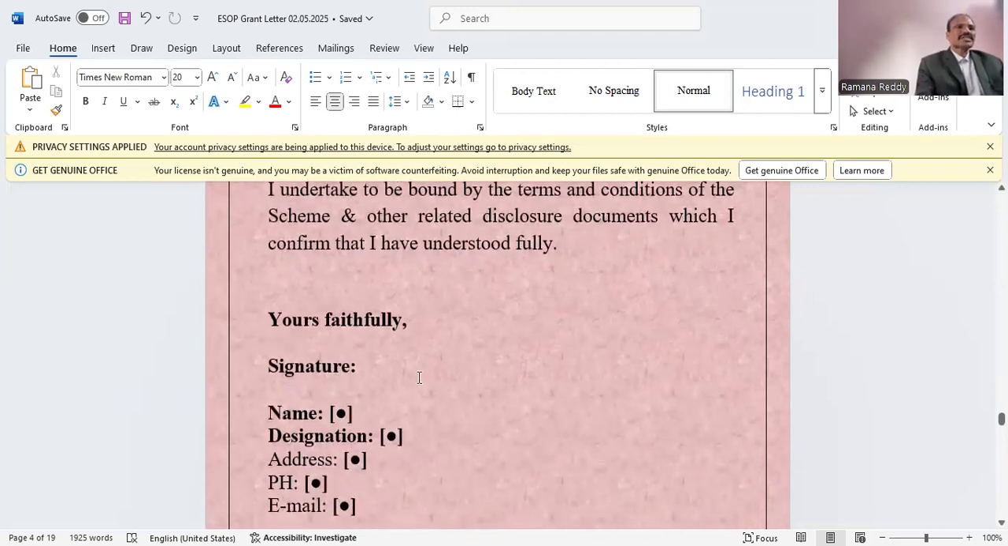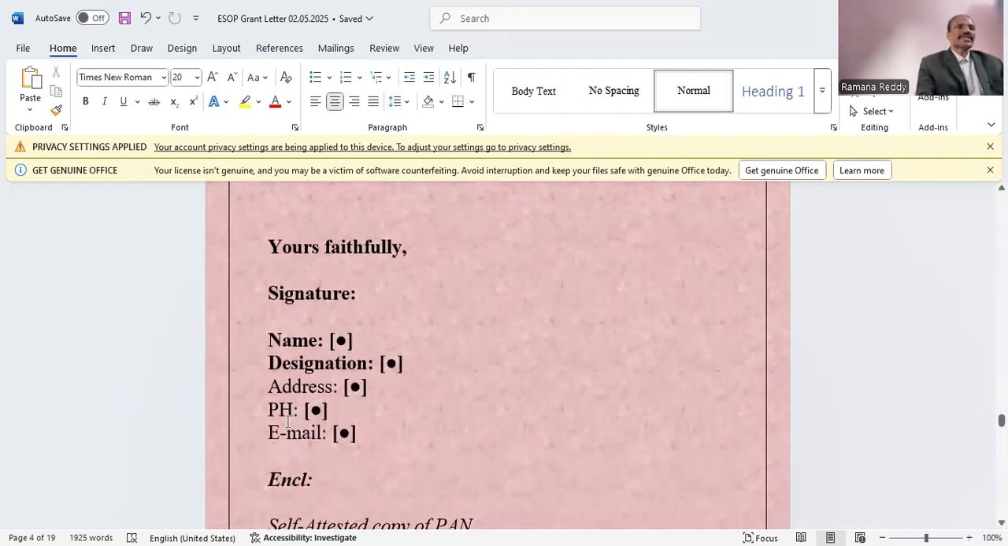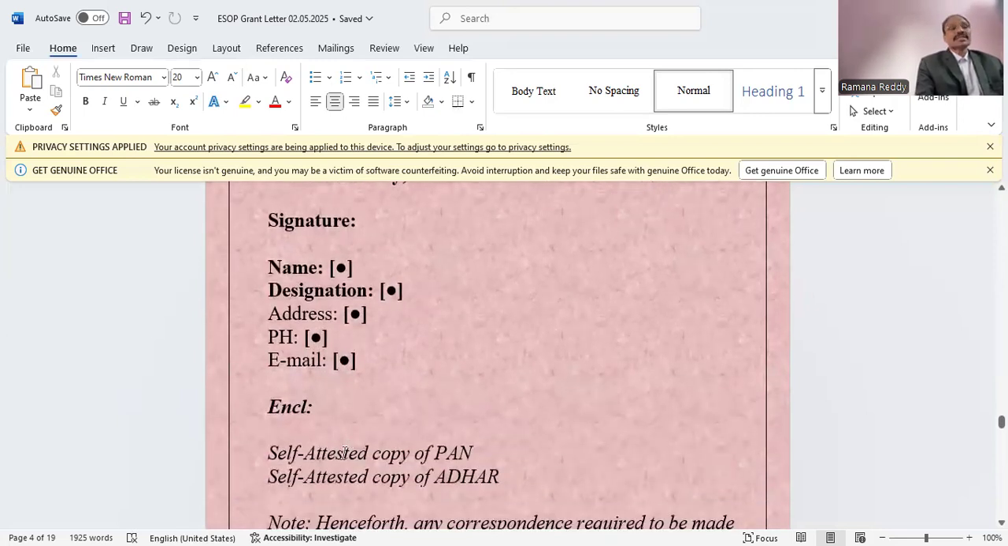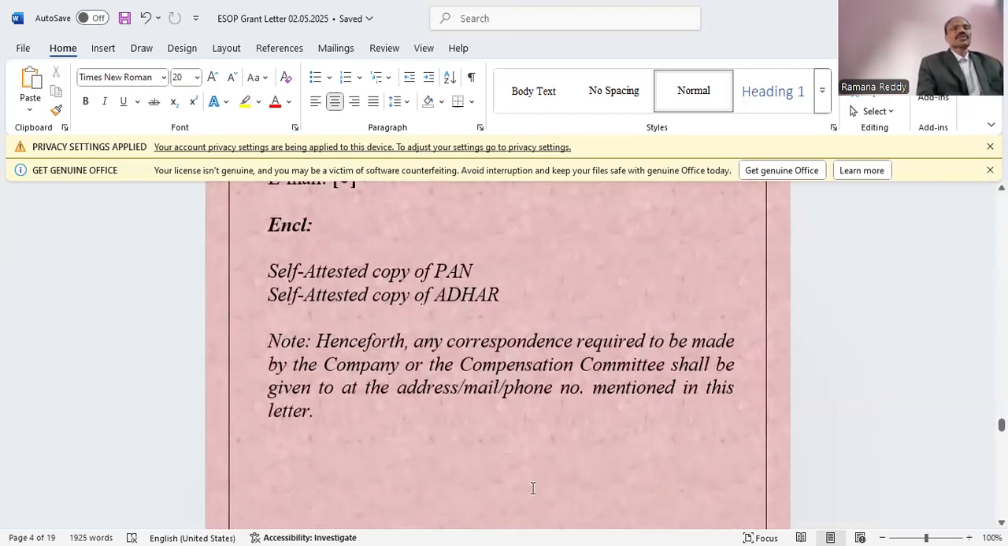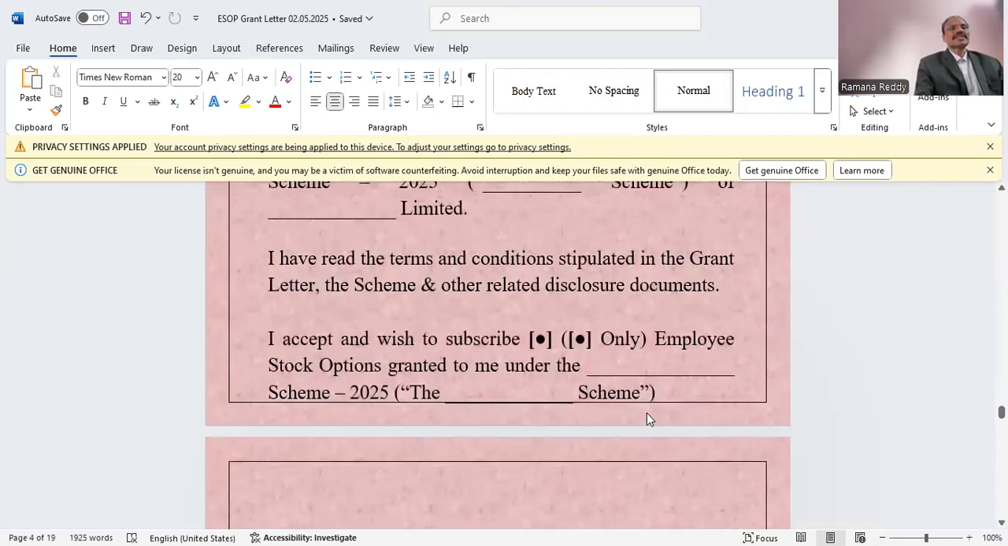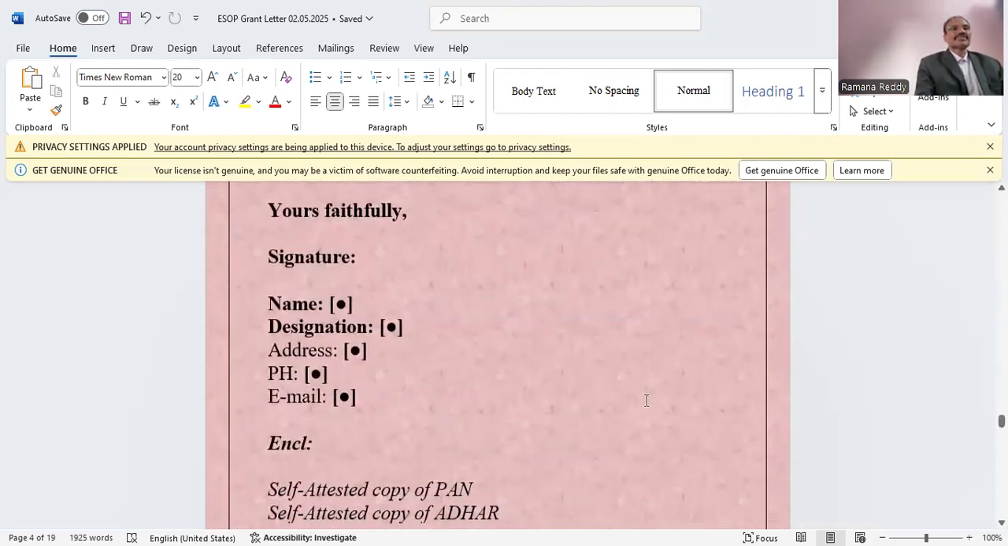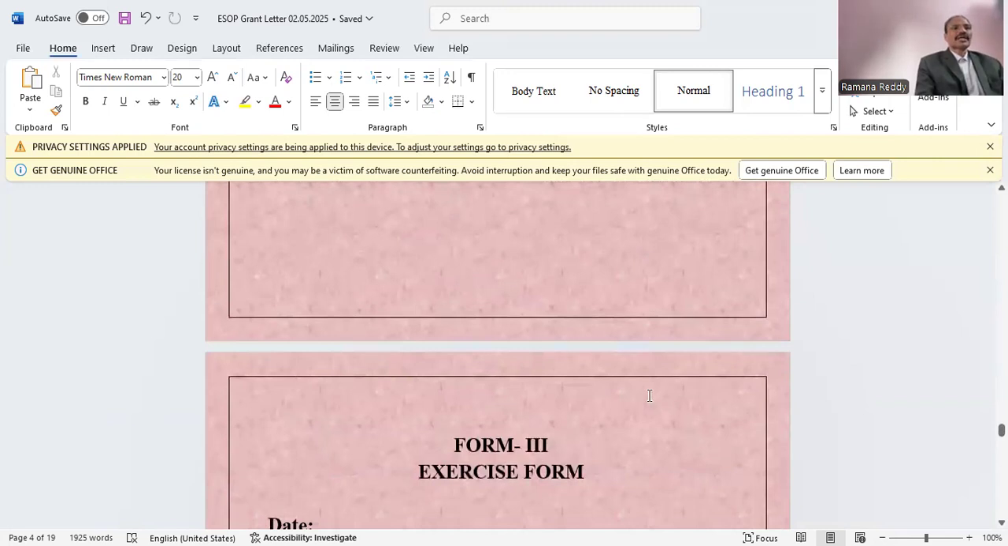Then the employee will sign, with employee name, designation, address, phone number, email address, and self-attested Aadhaar card will be attached. And also a note: henceforth, any correspondence required to be made by the company or the compensation committee shall be given to the address, mail and phone number mentioned in this letter. So any communication by the company to the employee will go to the address mentioned here. Hope you are clear. This is the acceptance form. Within the prescribed period, the employee will accept and submit.